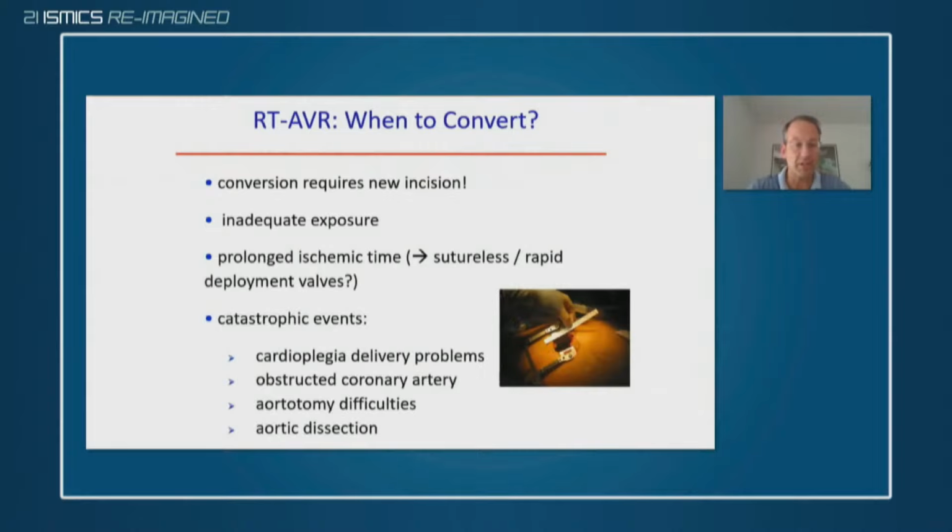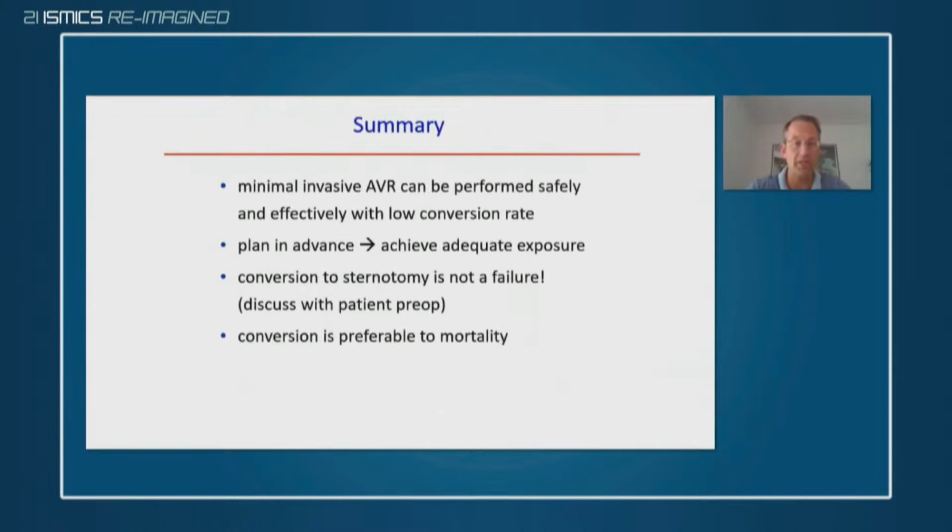Other catastrophic events that may lead to conversion are cardioplegia delivery problems, an obstructed coronary artery, difficulties with the aortotomy, or of course an aortic dissection, which is a rare but very, very dangerous complication.